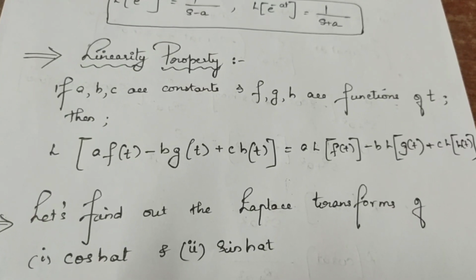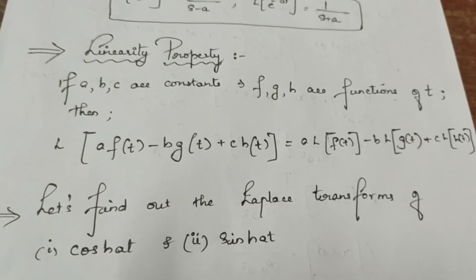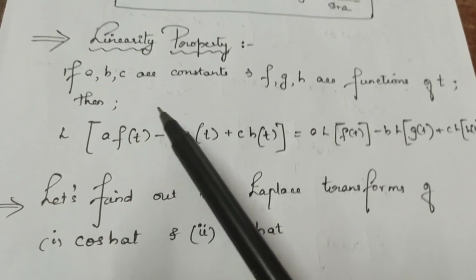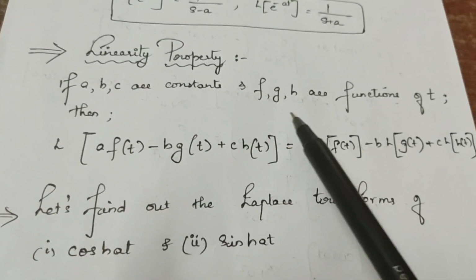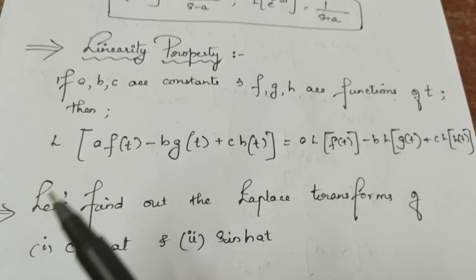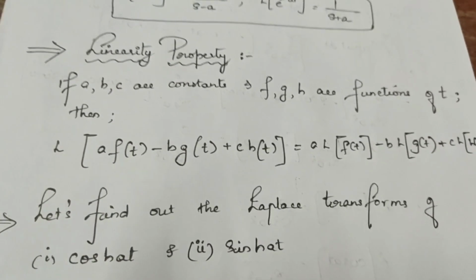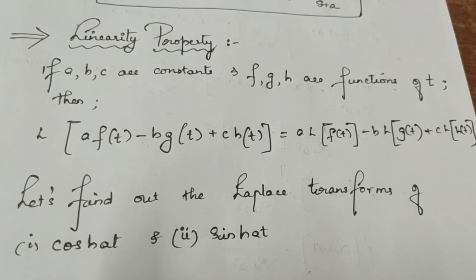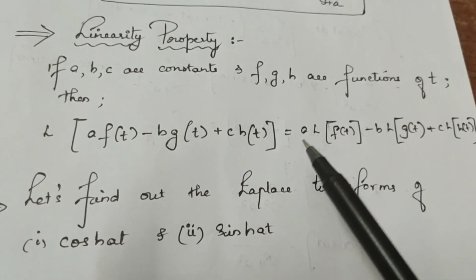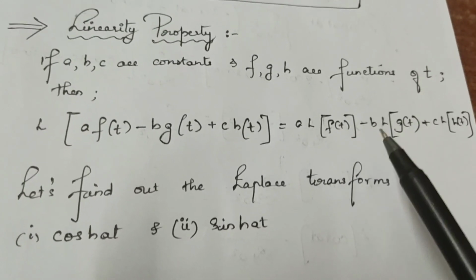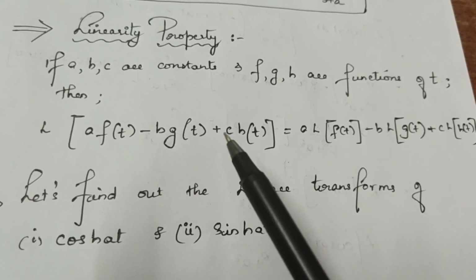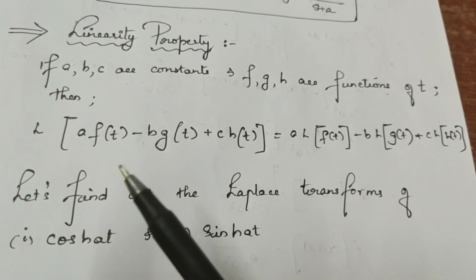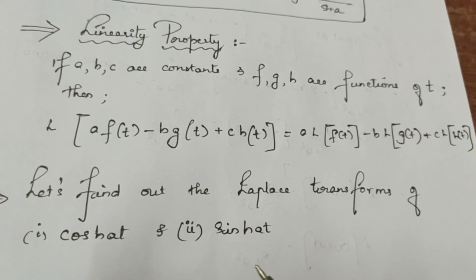One of the properties of Laplace transforms is the linearity property. So let's see what this property is. If a, b, c are constants and f, g, h are functions of t, then Laplace of a f of t minus b g of t plus c h of t is equal to a Laplace of f of t minus b Laplace of g of t plus c Laplace of h of t. That is, we can split and take the Laplace transforms.